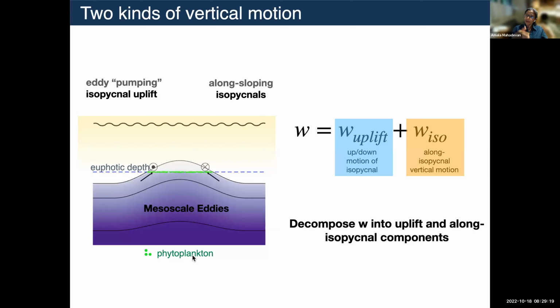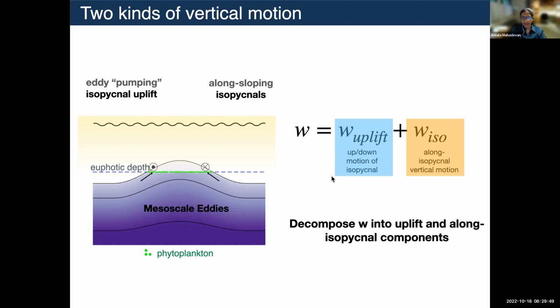So right now I talked about things moving along isopycnal surfaces at fronts, but there's also the uplift of the isopycnals. So as things are moving along the fronts, isopycnals themselves are going up and down. And if you have a nutrient, for example, and you bring it up into the light, for example, in a mesoscale eddy, as uplifting nutrients into the light, then you expect also to see a biological response. So we tried to separate these two kinds of vertical motion.